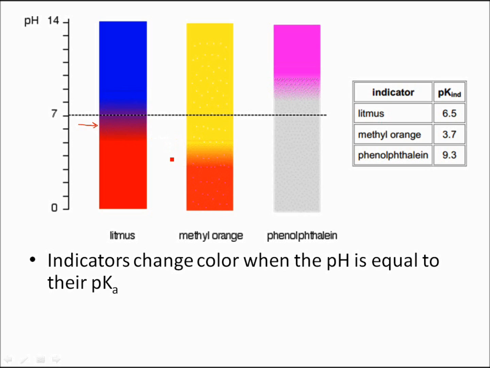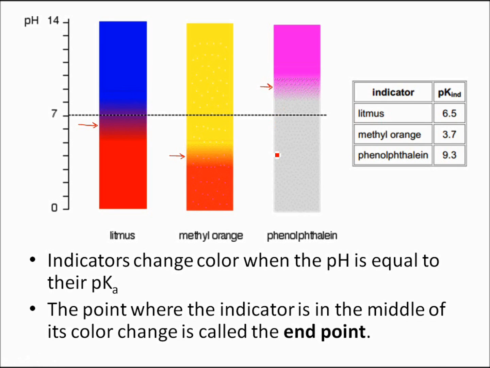Methyl orange 3.7, which is around there. Again, that's in the middle of its color change from orange to yellow. And around 9.3, which is around there, again, phenolphthalein is in the middle of its color change. So the point where the indicator is in the middle of its color change is called the end point. So we've got the end point here for litmus, methyl orange, and phenolphthalein.